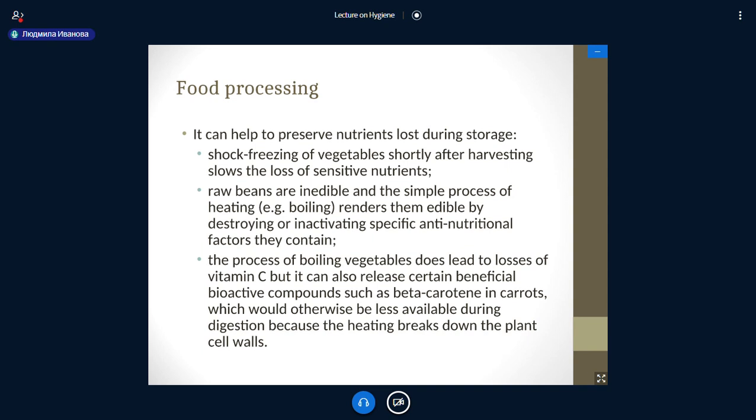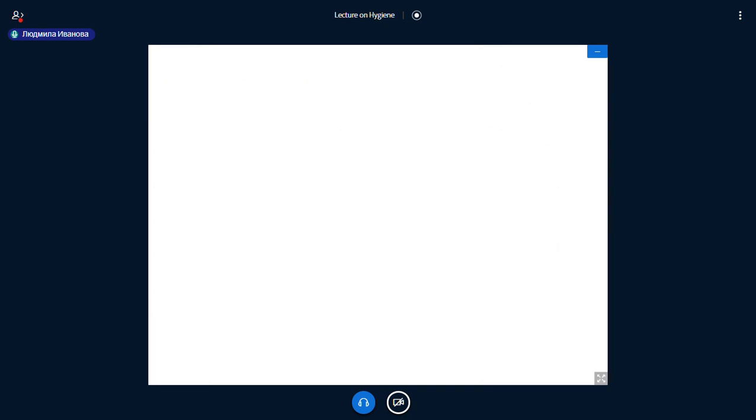And boiling a vegetable does lead to loss of vitamin C, and vitamin C can be found in the water. It can also release certain beneficial bioactive substances such as beta-carotenes. So if you are boiling vegetables, it's recommended that the water be used, not thrown out, but used for soup or for purees or for eating purposes. It goes water soluble inside the water.